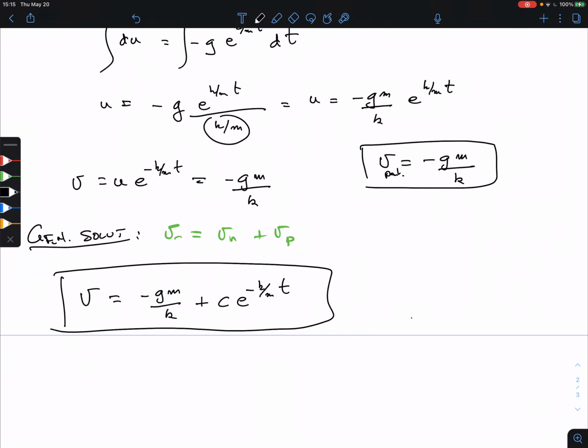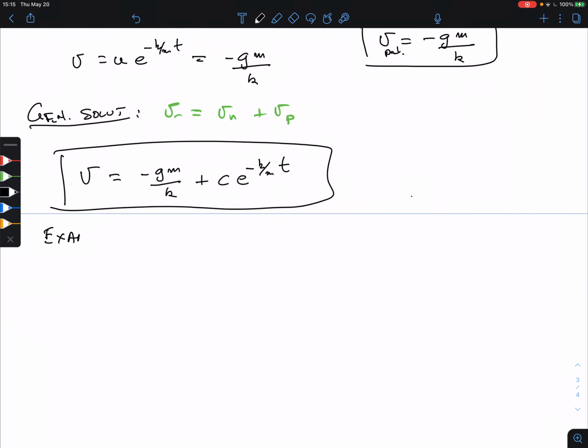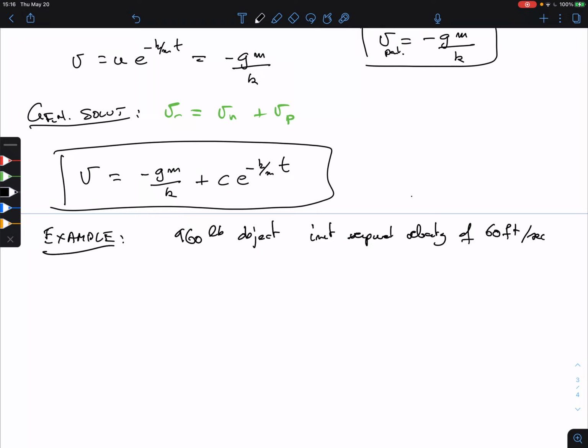So, of course, now in concrete cases, we can try to plug in these things here, what is what, right? So let's look at an example of this situation. A 960-pound object has an initial upward velocity of 60 feet per second. So it has an initial velocity that it moves upward.